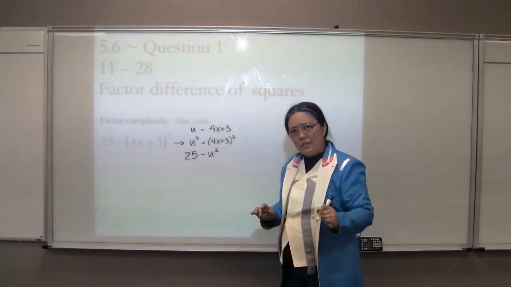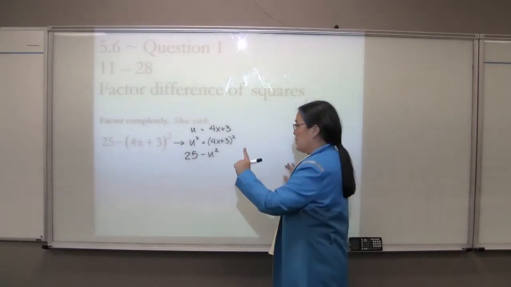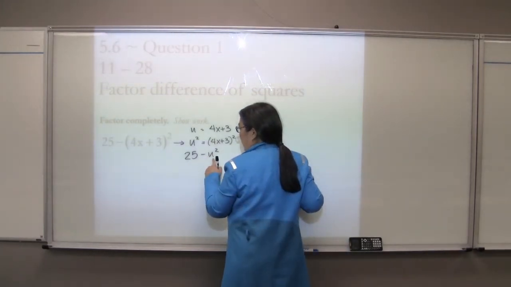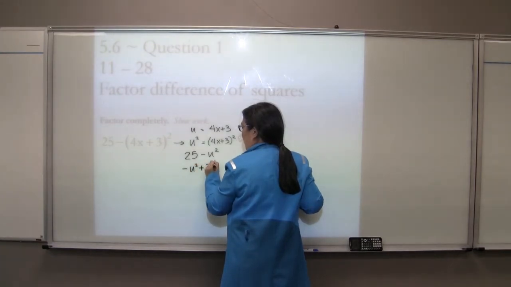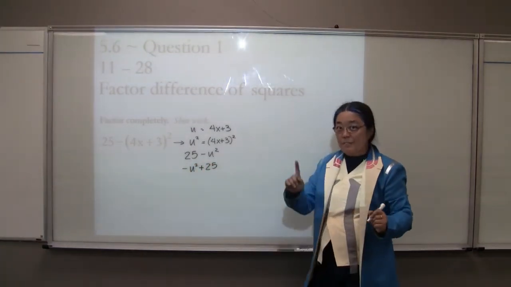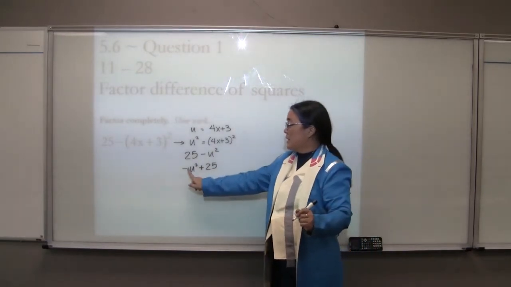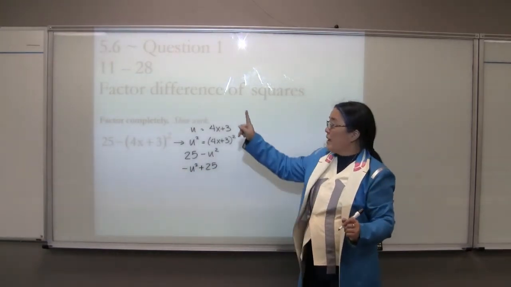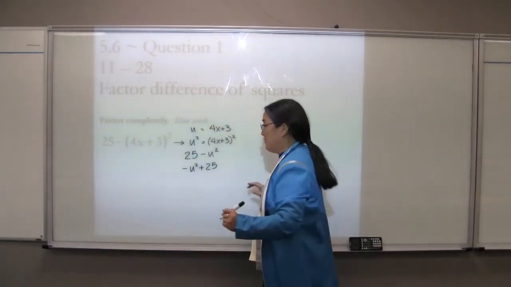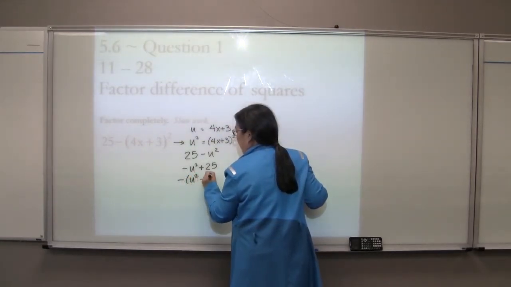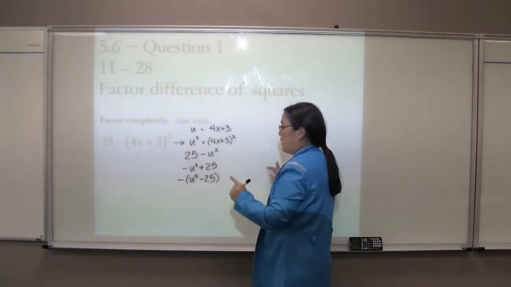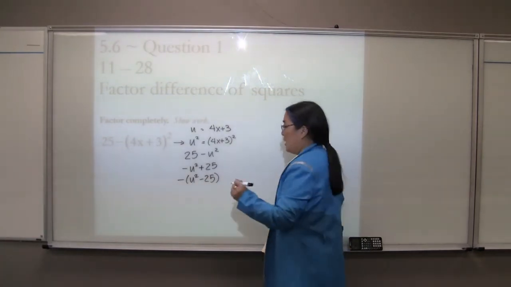Well, that's not written in descending order by degree. So to write in descending order by degree, I need to move this term to the front. But wait, I now have a leading negative. And we have learned that, at least in our textbook, if you have a leading negative and it says to factor, you have to factor out that leading negative. There is our difference of squares, something squared minus something squared.